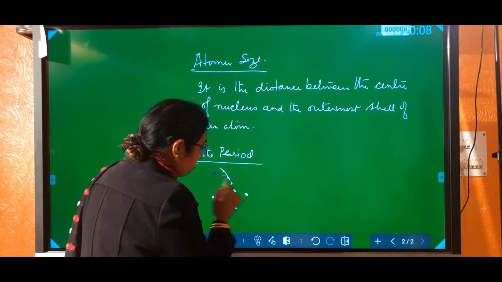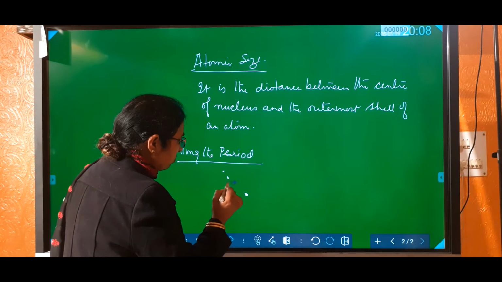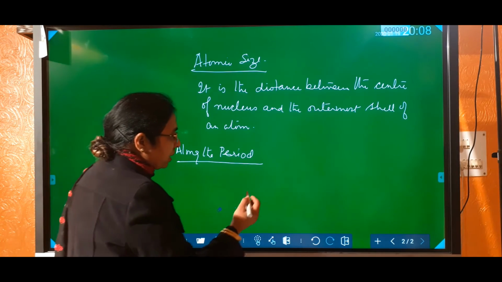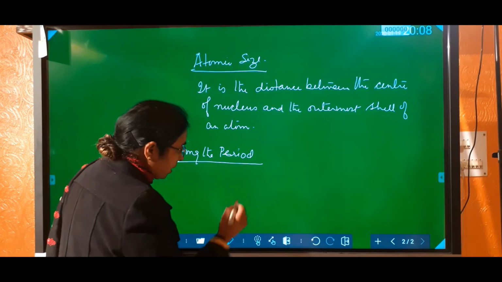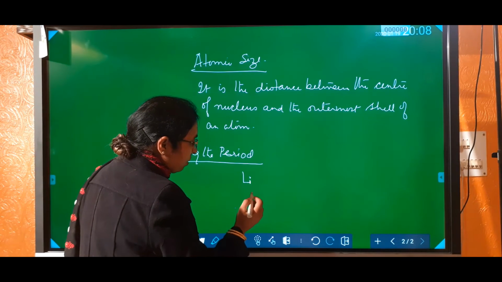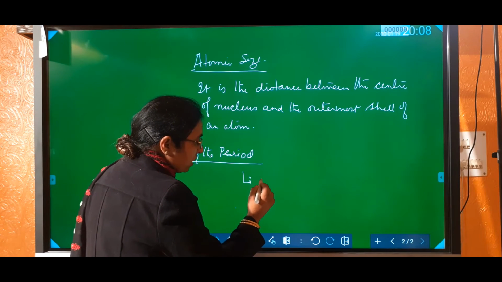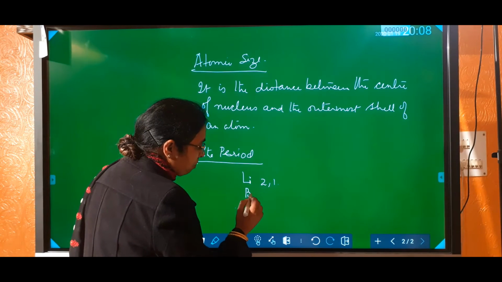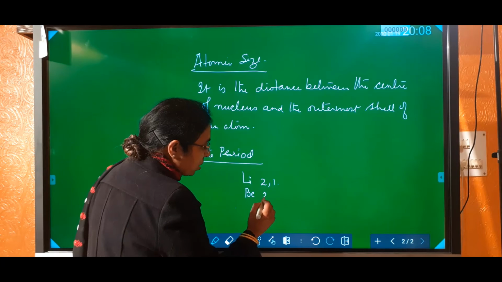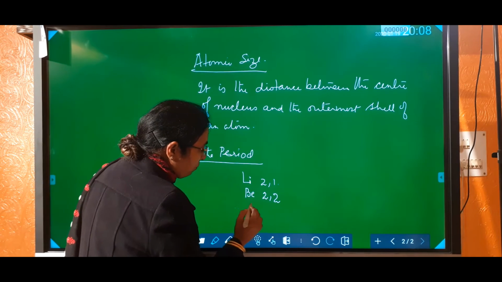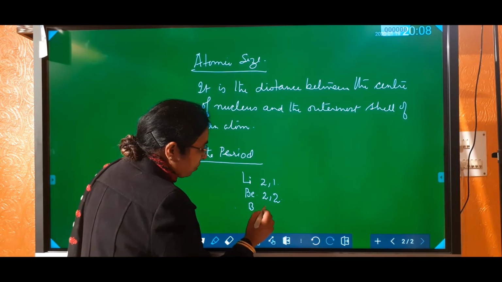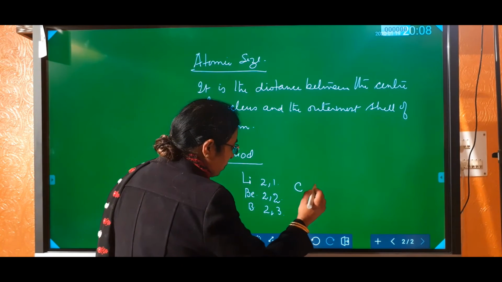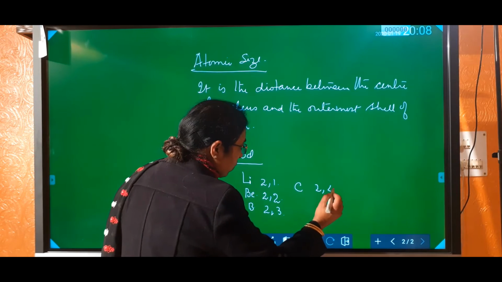Along the period, let me write. Supposing I am writing for lithium, the configuration of lithium is 2 and 1. For beryllium, the configuration is 2 and 2. For boron, it is 2 and 3. Similarly, for carbon, it is 2 and 4.